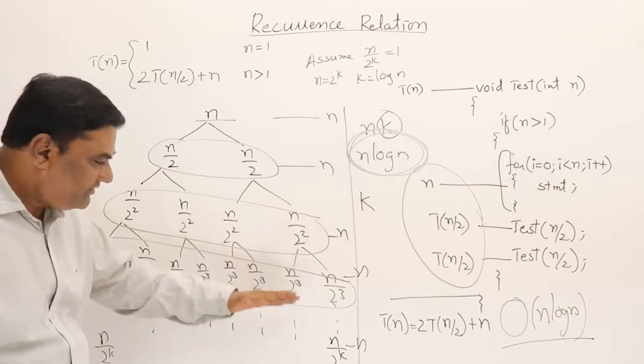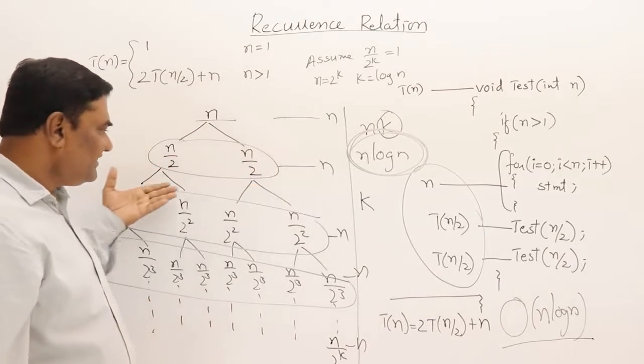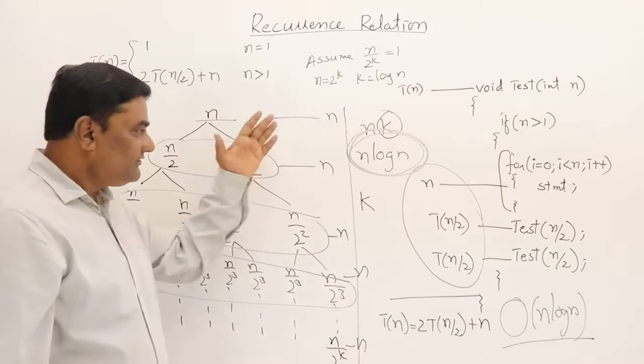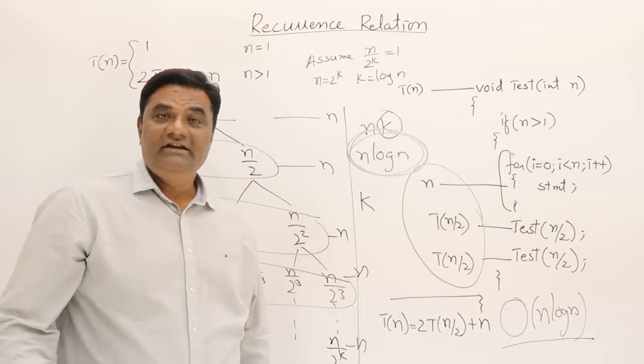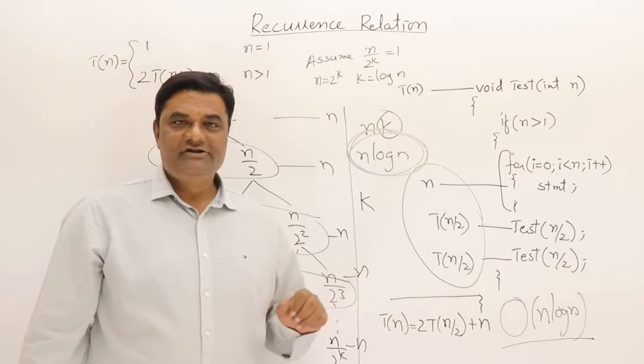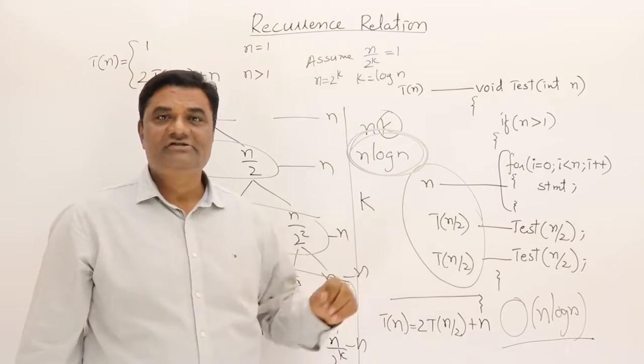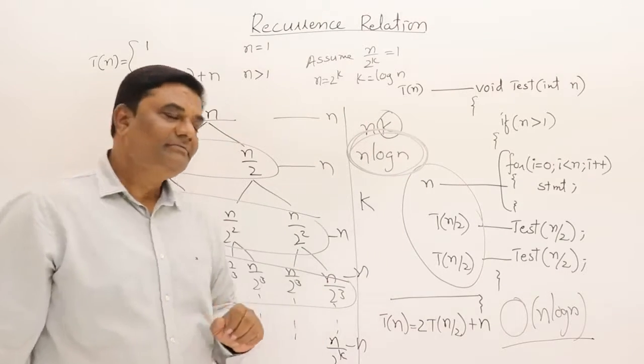So this will be done for k times. Every time, the total in this level is n. So that will be k times n, and k is log n. Next, I will solve it using the back substitution method. I will remove everything and I will solve this recurrence relation using the back substitution method.